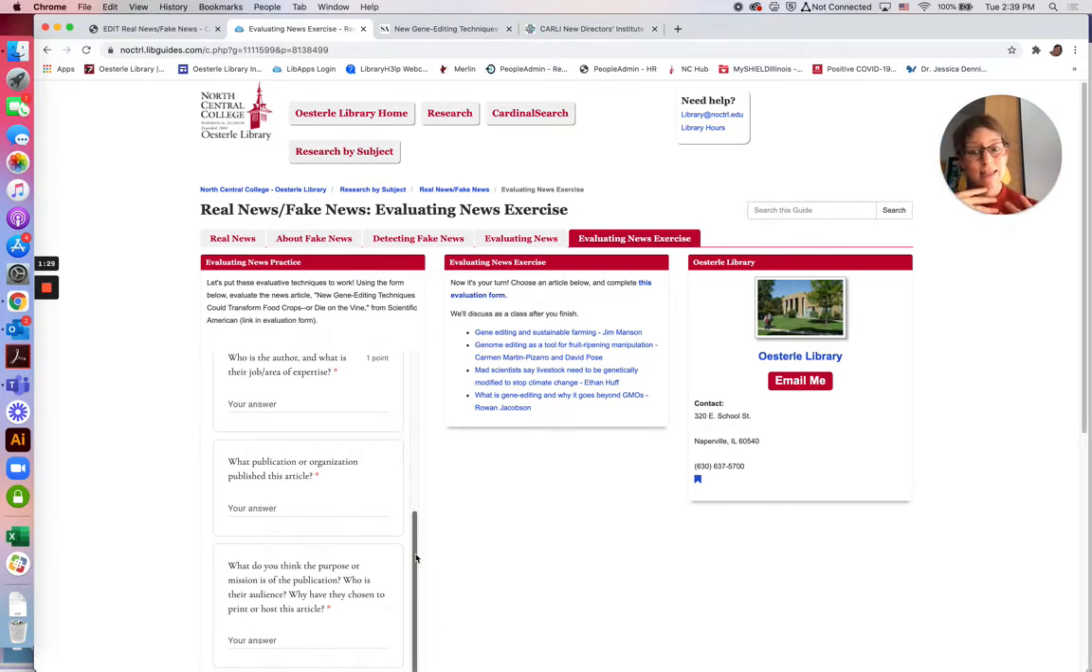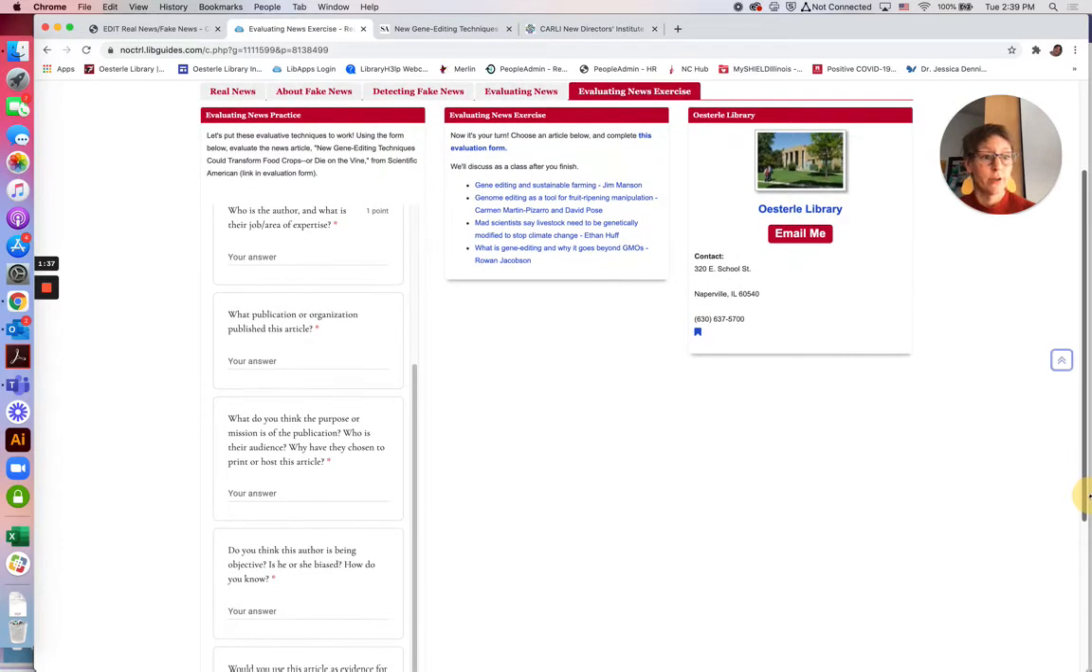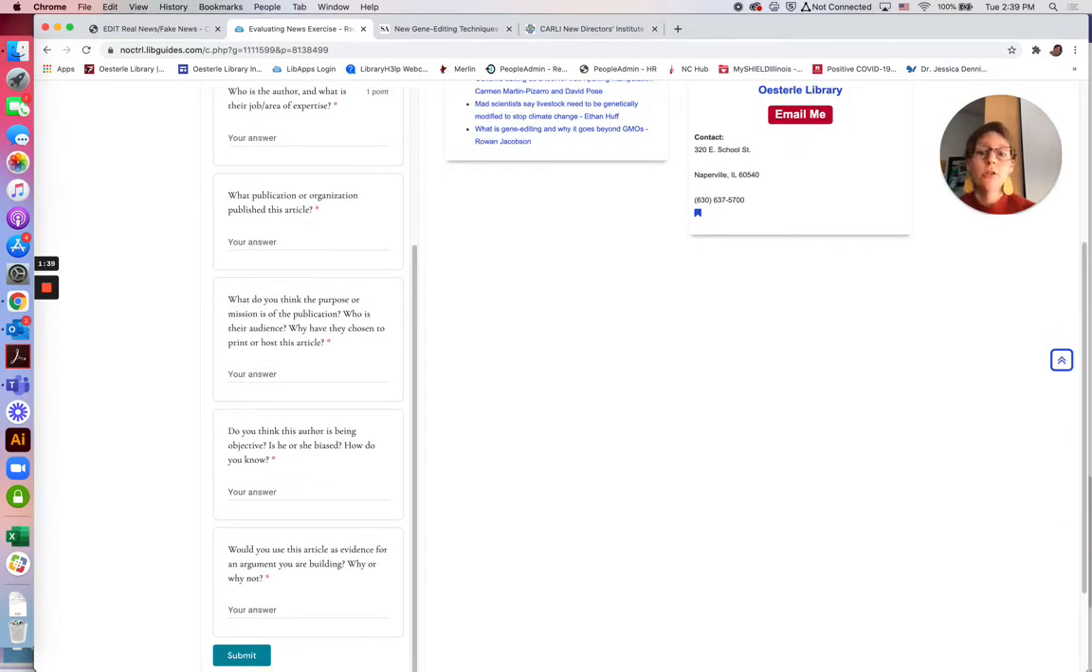Why do they exist? Who's their audience? Why have they chosen to print or host a particular article to share with whoever their readership is? And then also, do you think this author of the particular article we're going to look at is being objective in the sharing of information? Is there bias present? How do we know? What can we look for?